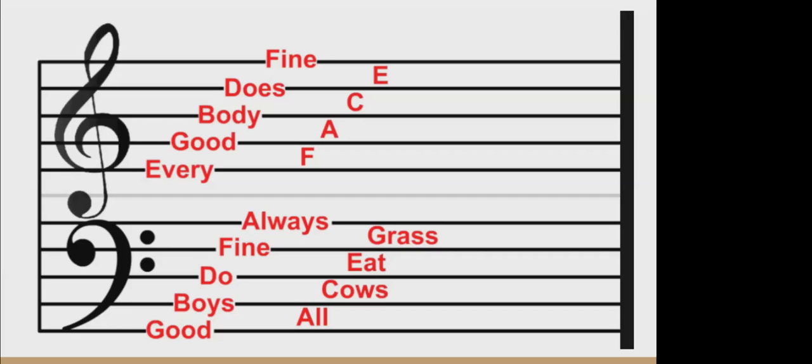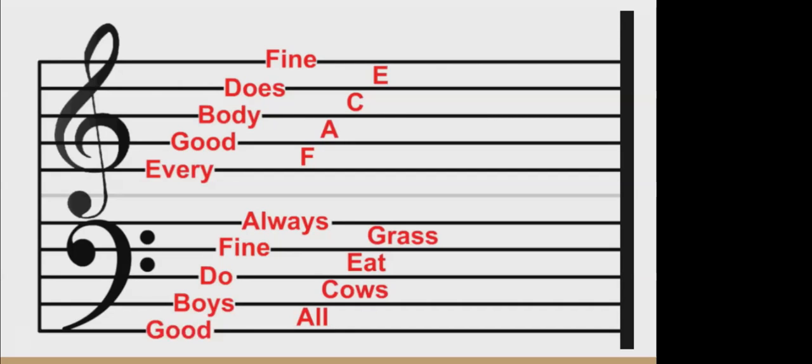One last thing to remember about that is the musical alphabet always wraps around again on itself. So A, B, C, D, E, F, G, then it starts all over again, like you can see at the bottom here of the bass clef. Good, then all boys, cows, do eat fine grass, always like that. It always just goes up and up and up.